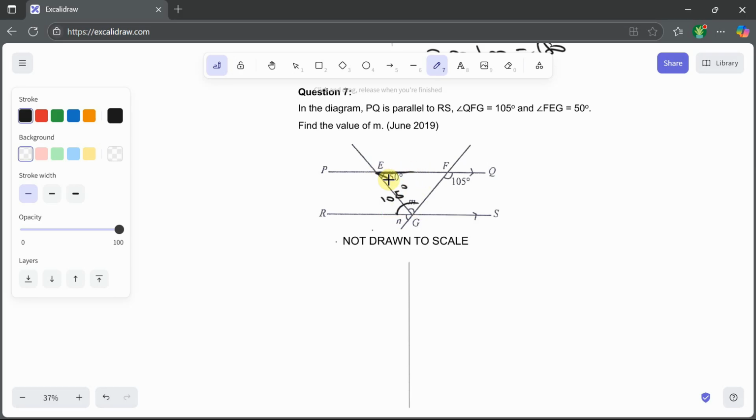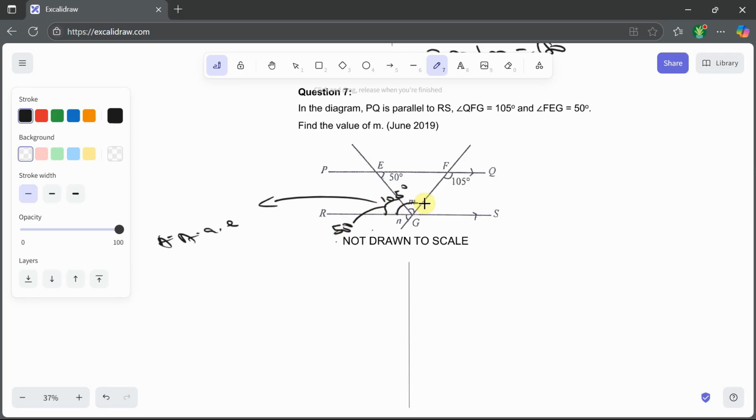Also look at this Z too. This is the second Z. If the top right is 50 degrees, then the bottom left would be what? This guy here would be 50 degrees. We've talked about this extensively. These are alternate angles, and they are equal. So if out of this 105 degrees, this small portion is 50 degrees, then we can find what m is.